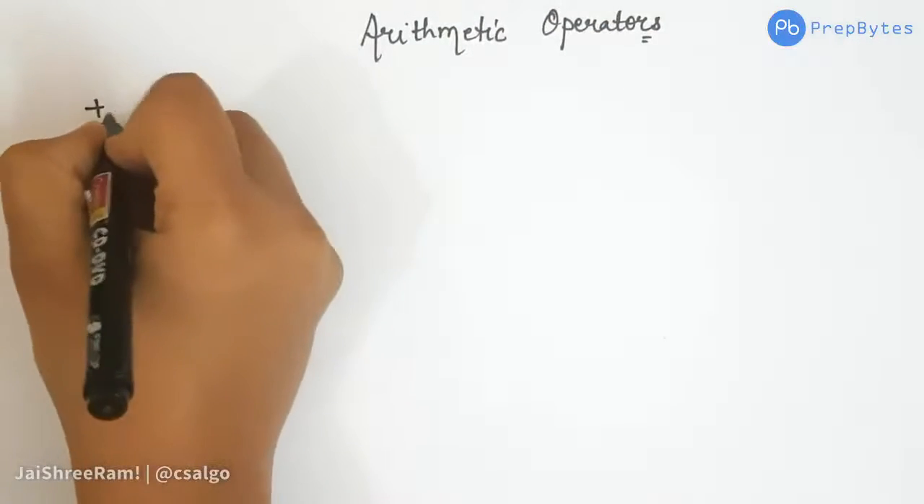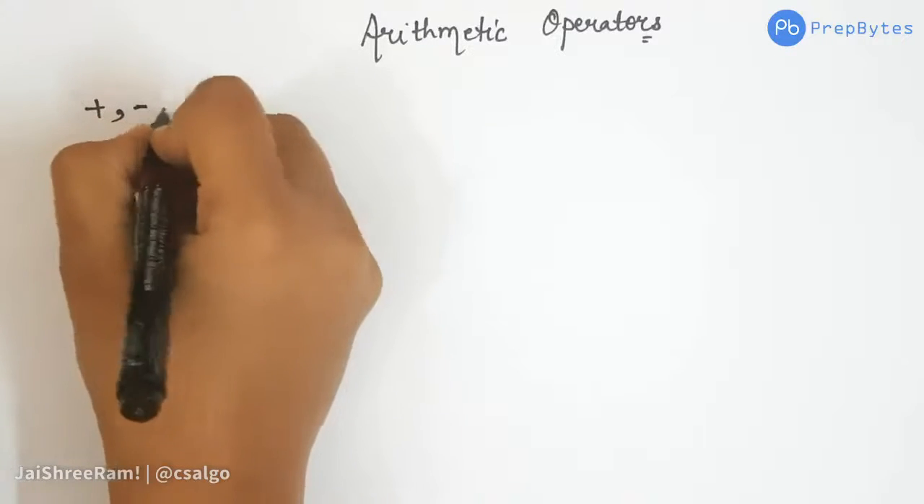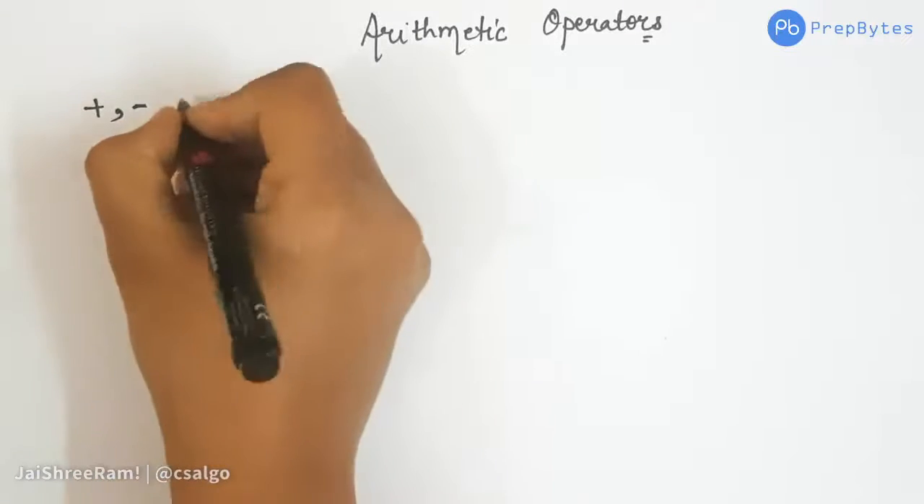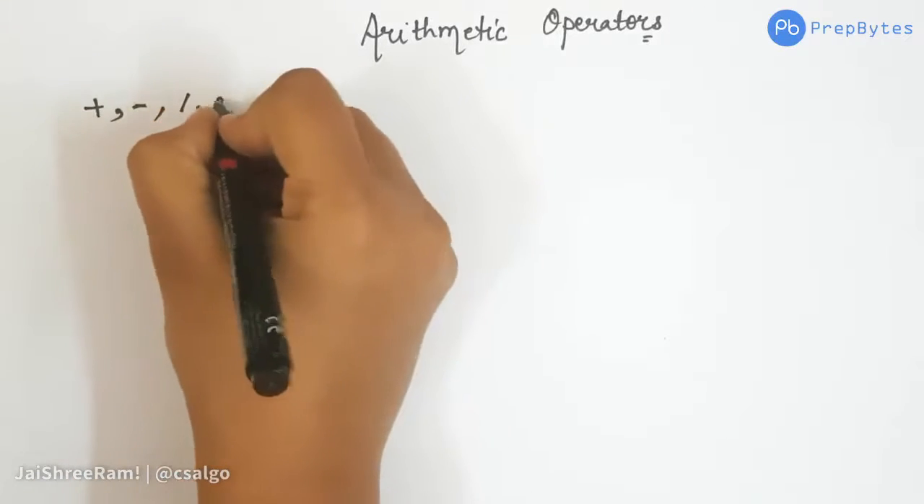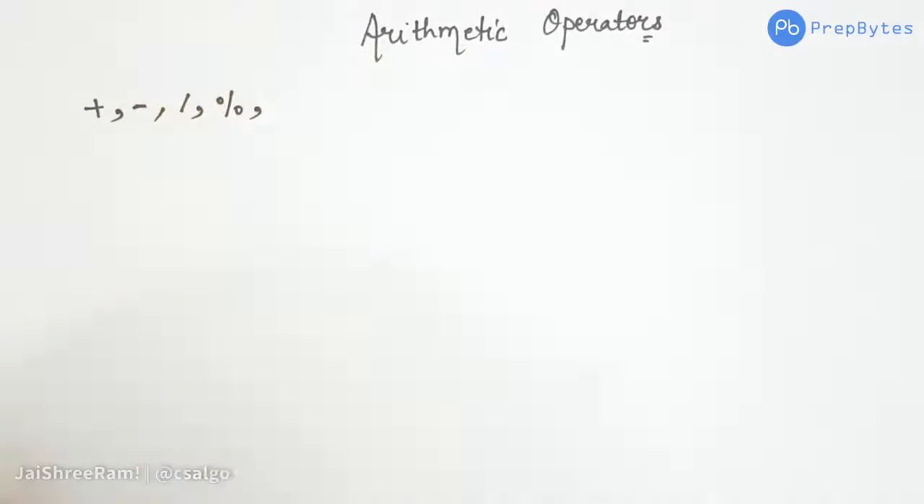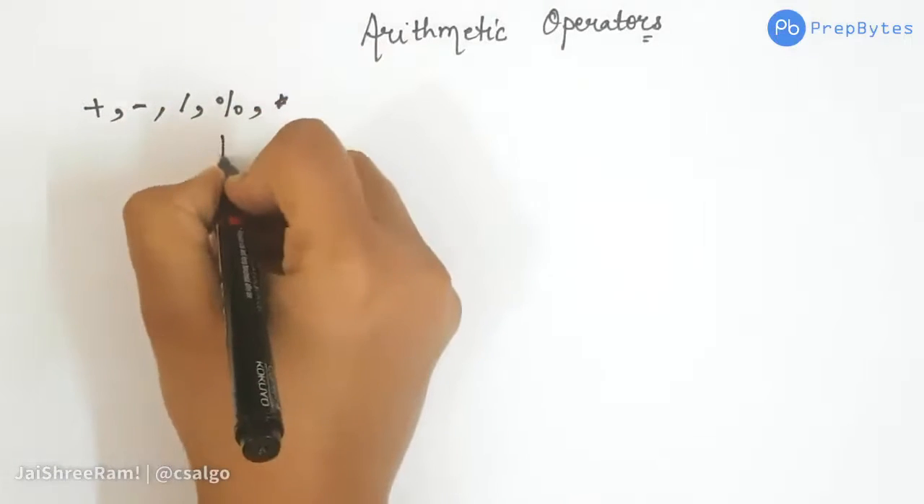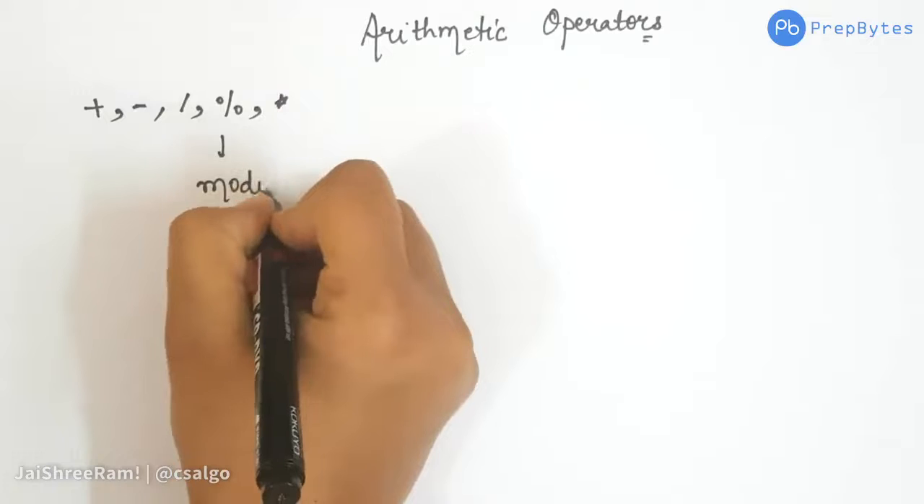So the operators that we had were plus, minus, or you can say addition, subtraction, division, modulo, and multiplication. This is called the modulo operator.